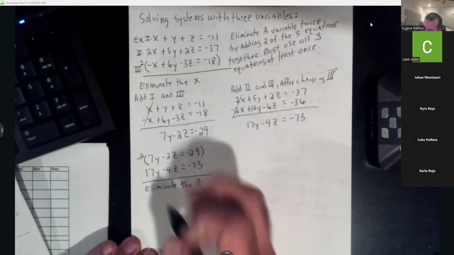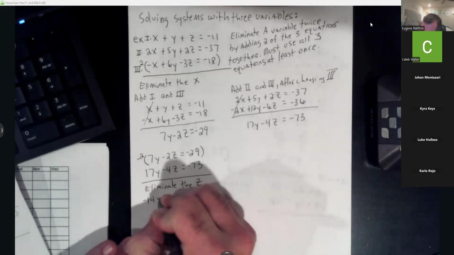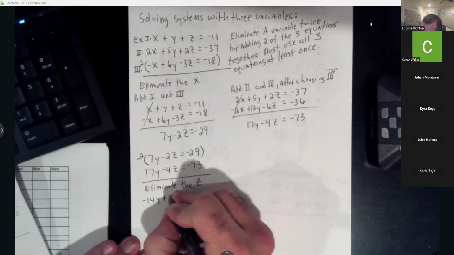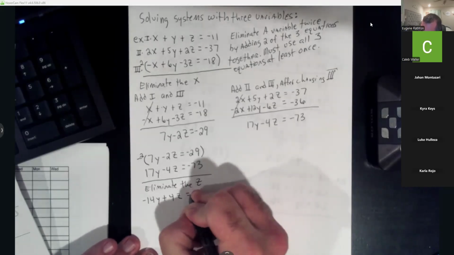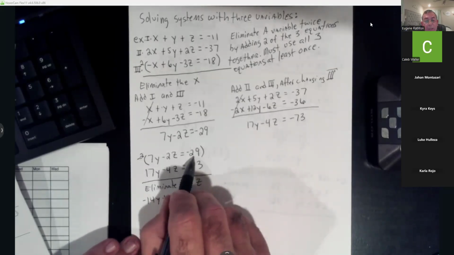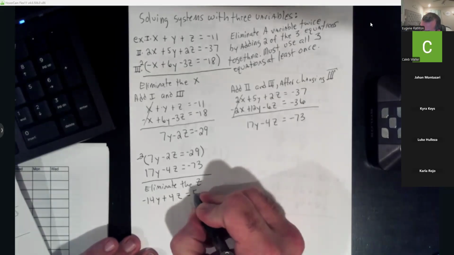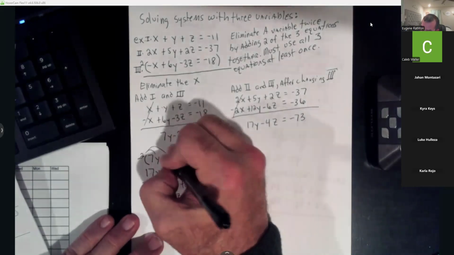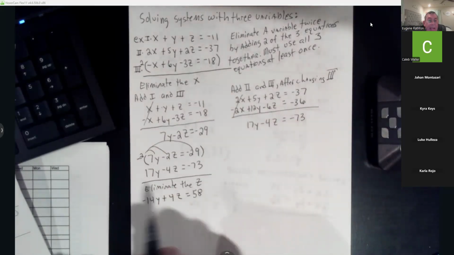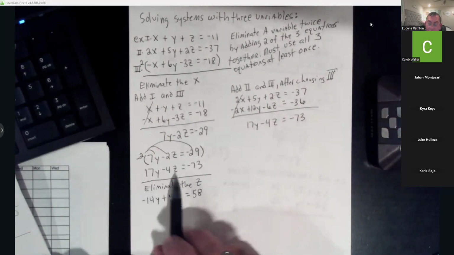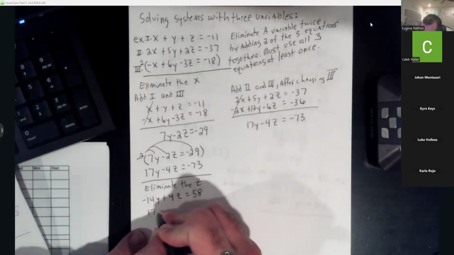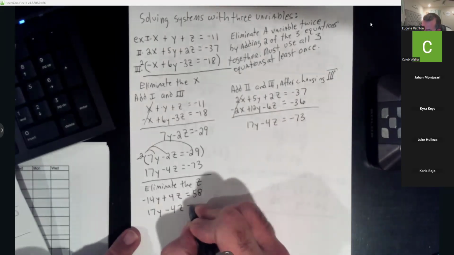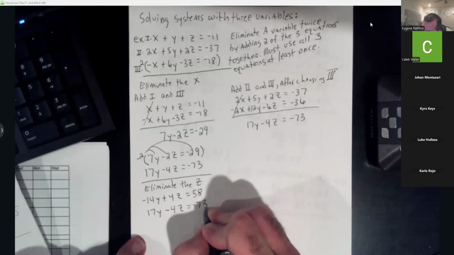So negative 2 and 7 give me negative 14y. Negative 2 times negative 2 is a positive 4z. Negative 2 times negative 29 is a positive 58. So I just distributed that negative 2 through. Now I didn't change this row, so let's bring it down. 17y minus 4z equal to negative 73.